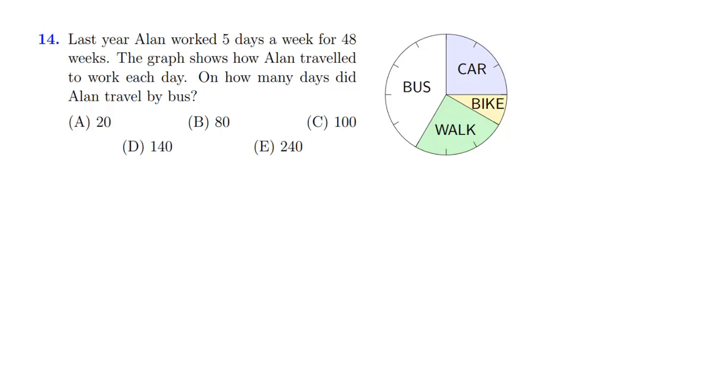Last year, Alan worked 5 days a week for 48 weeks. The graph shows how Alan travelled to work each day. On how many days did Alan travel by bus?